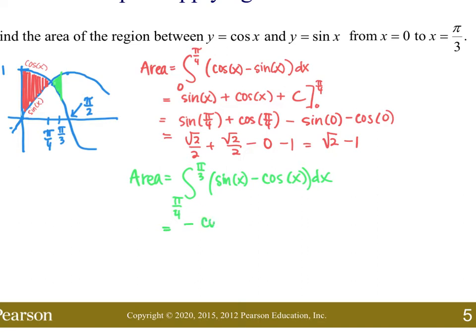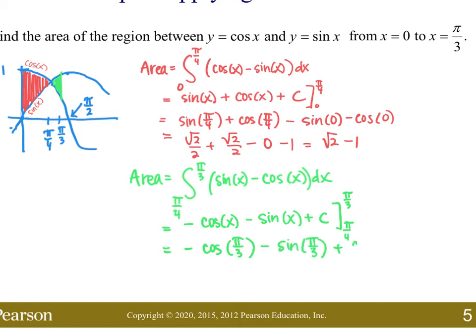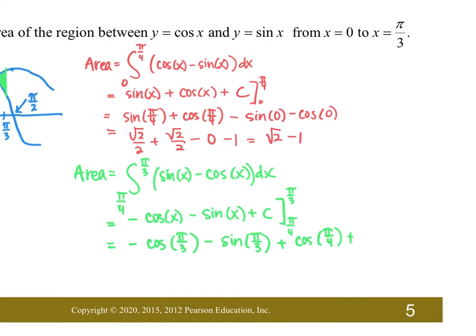So the antiderivative of sine is negative cosine, and then minus the sine of x plus c, as the bounds this time go from pi fourths to pi thirds. So the negative cosine of pi thirds first, minus the sine of pi thirds, plus the cosine of pi fourths, plus the sine of pi fourths.